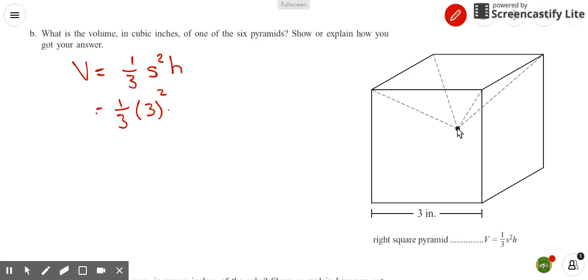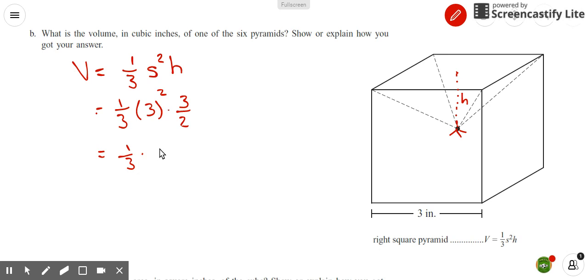Now, the height of the pyramid is the segment whose endpoints are the vertex of the pyramid and the center of the base. So what I have to imagine is that this segment right here is the height of that pyramid. Now, because these are congruent pyramids here, I know that the height of this pyramid must be half of the height of the entire cube, since it would be another pyramid down here of the same height. So I know that the height is going to be half of 3, or 3/2.